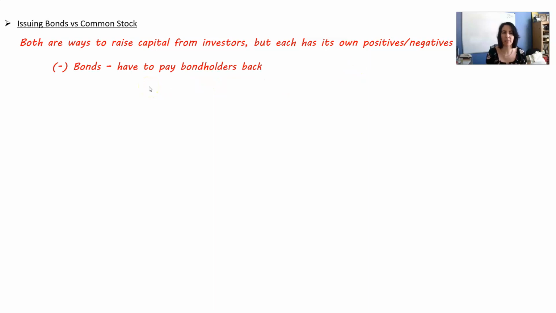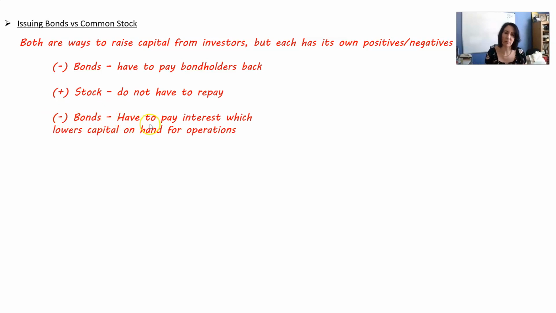The negative, bonds have to pay the bondholders back. Stock, like I just said, you don't have to repay. If you were buying my stock, basically you'd give me money and I would give you stock, a share of ownership in my company, but I'm not paying you back. You've just now invested in my company. You could turn around and sell that stock to somebody else, but I never have to pay that money back. You've just given me money to expand my operations.